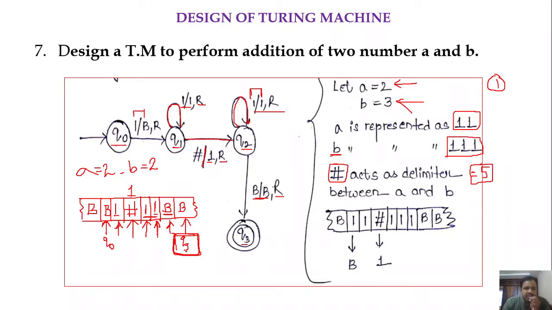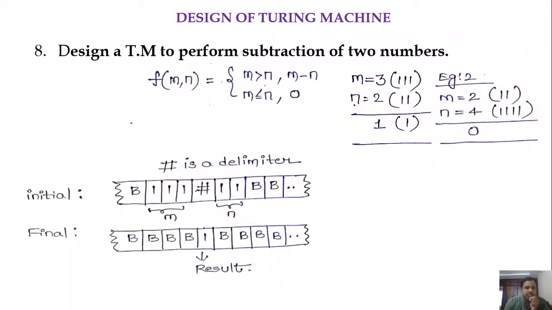So here, since we reach the final state, whatever the content is there on the input tape will give the output. So we are having four ones, which means the result of the addition is 4. Okay. So this is how we implement the logic for the addition. Okay. Done. Next one. Design a Turing machine to perform the subtraction of two numbers.